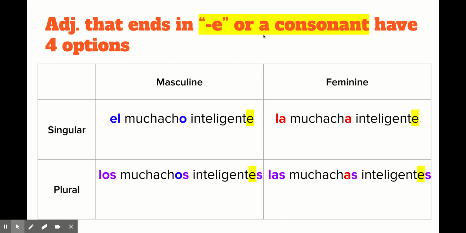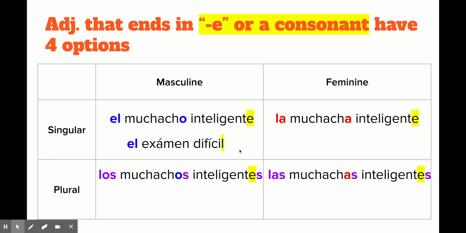So I'm going to show you another example of it when it ends with a consonant. The only one that I'm going to show you is el examen difícil. The test, difficult. The difficult test, right? It ends with an L. An L is a consonant. Notice I don't magically throw an O at the end, right? I don't need to add an O. It's just difícil. El examen difícil. The hard test, the difficult test.